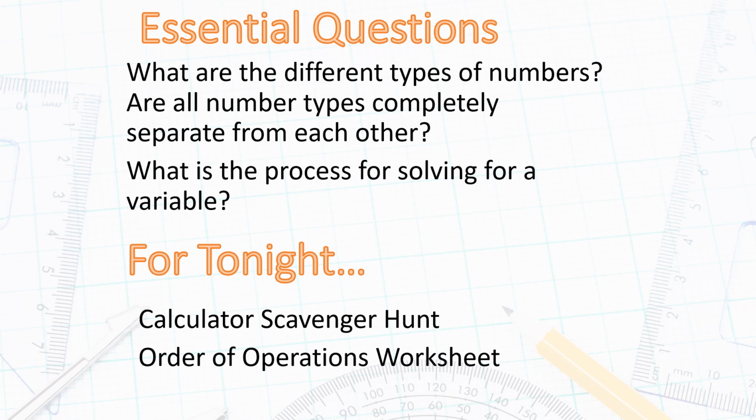Are all the number types completely separate? No. Real and imaginary is the first big divide, and then you've got rational and irrational. So there are subdivisions in there, and as we get more specific, there are fewer numbers in that set. What is the process of solving for a variable? So evaluating, we use PEMDAS. Solving, we use reverse PEMDAS. So we do any addition, subtraction first, then multiplication, division, then the exponent, then the parentheses.